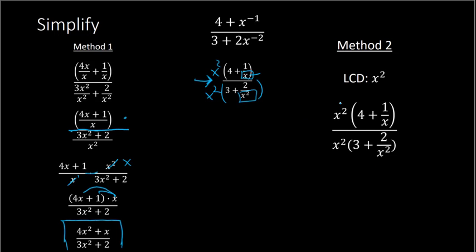Now we can distribute x squared times 4. That would be 4x squared. X squared times 1 over x. The x squared divided by the x would just give you x to the first power in the numerator. So that gives you x right there. Same thing in the bottom. X squared times 3 is 3x squared. Then x squared times 2 over x squared. You would have the x squareds cancel. So you have 3x squared plus then 2.